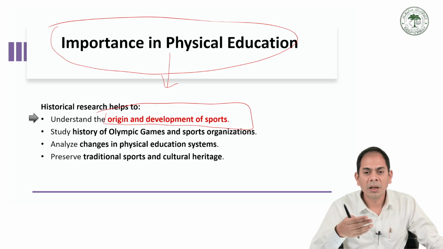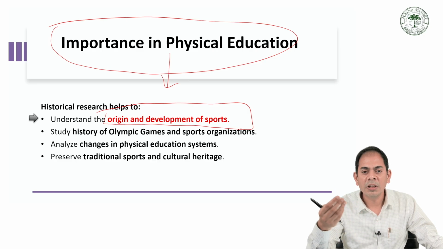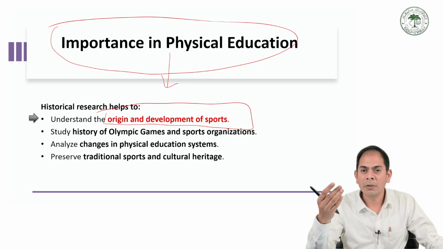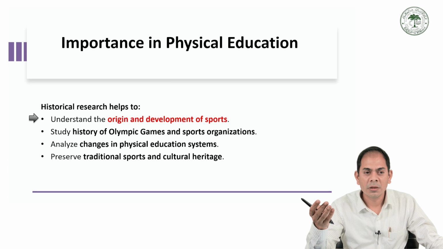For example, the game of hockey developed in a different form in ancient civilization and later became an international sport. Similarly, cricket originated in England and gradually spread to countries like India, where it has become the most popular sport nowadays.